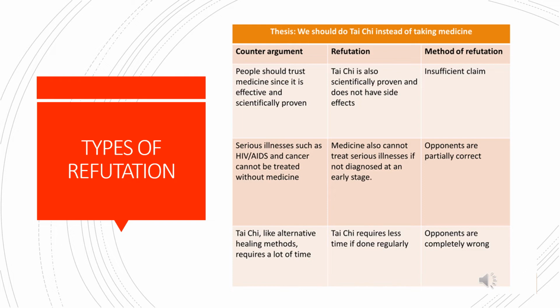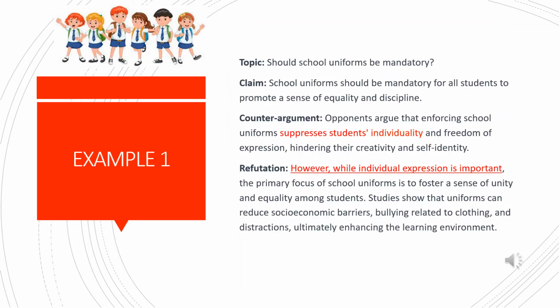And our final example of counter-argument or opposing view is that Tai Chi, like alternative healing methods, requires a lot of time. And the refutation that we use is Tai Chi requires less time if done regularly. And our method of refutation is opponents are completely wrong. If you're still confused about counter-argument and refutation, don't worry. Let's look at this example.